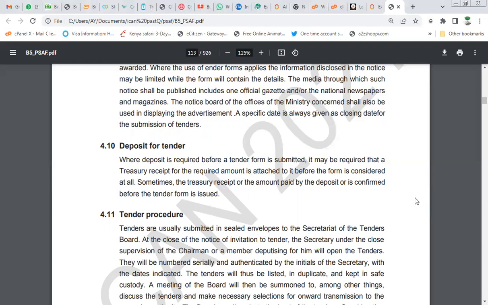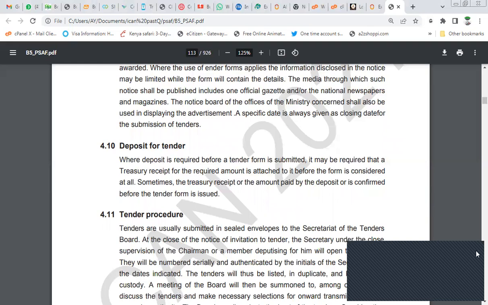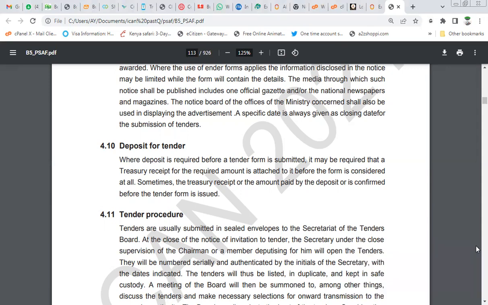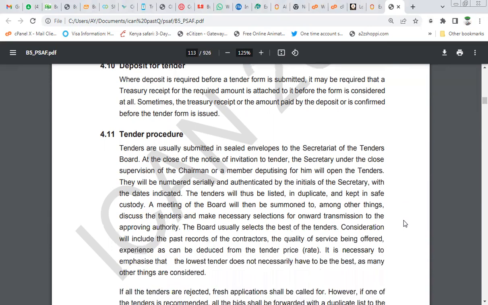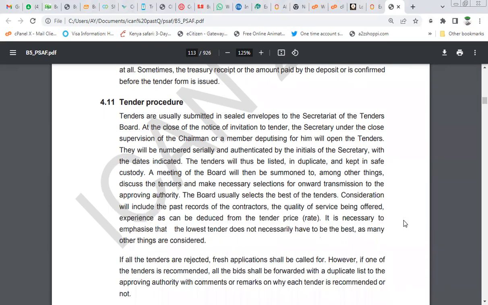So deposit for tenders also might be required before you can apply for any contract. They say where deposit is required before a tender form is submitted, it may be required that a treasury receipt for the required amount is attached to it before the form is considered at all. So as you are submitting your tender, you might be required to attach a photocopy of your receipt on the tender. Now let's talk about the tender procedures.